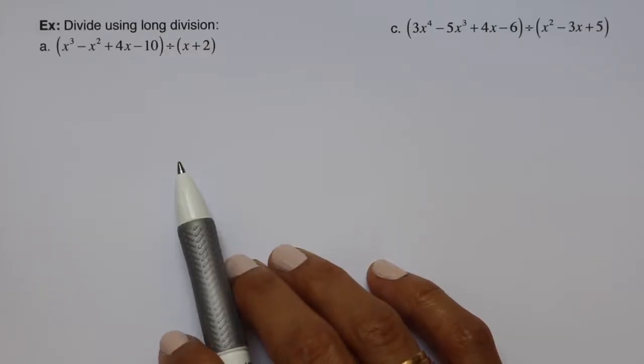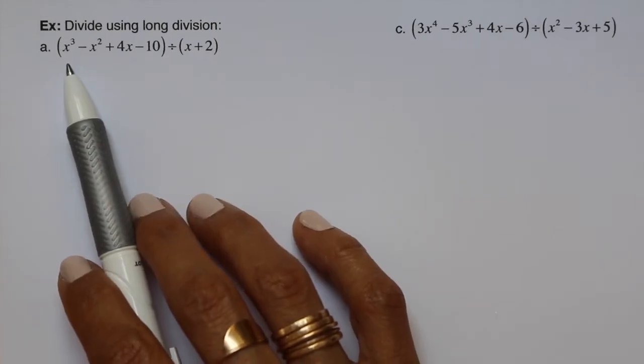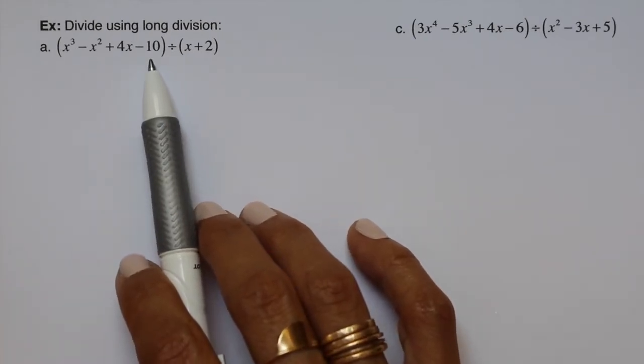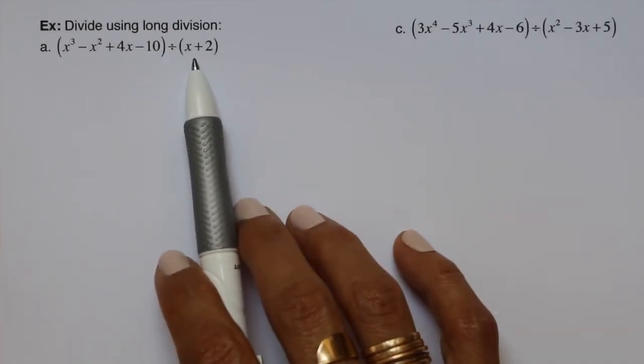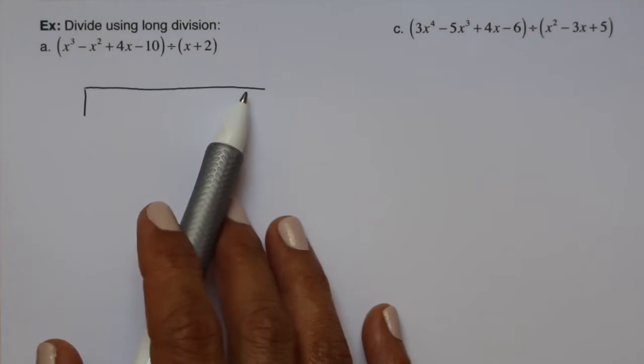In this lesson, we're going to look at long division with polynomials. In this first example, we have the polynomial x cubed minus x squared plus 4x minus 10, and we're dividing by the binomial x plus 2. So to set up for long division, you're going to use an old school long division sign.